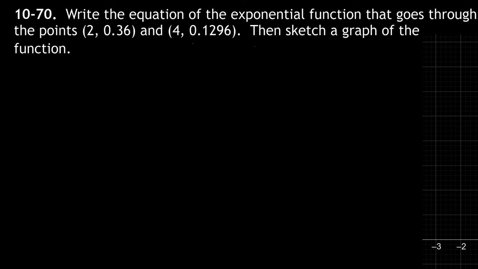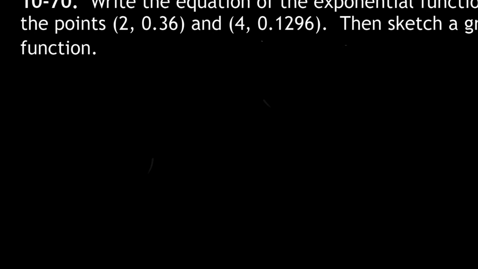Write the equation of the exponential function that goes through the points x is 2 and y is 0.36, and x is 4 and y is 0.1296. Then sketch a graph of the function. All right, great. Let's get started here.